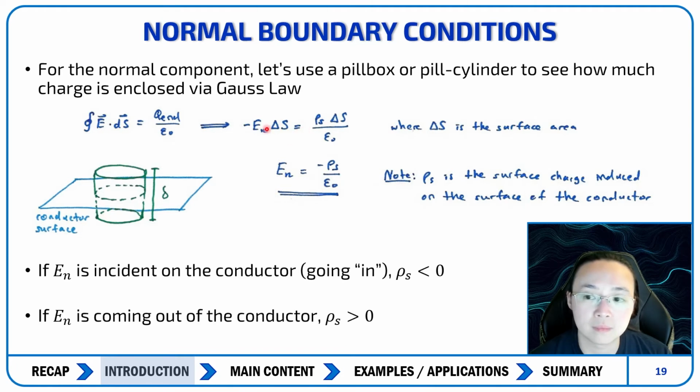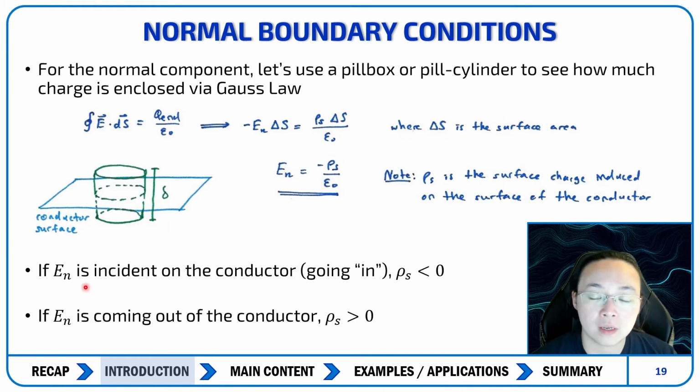Then we know that we have the enclosed charge being the surface charge density multiplied by the surface area, and then divided by epsilon naught. But these two areas cancel each other out, and you get En equals rho s over epsilon naught. So rho s is essentially the surface charge induced on the surface of the conductor, and note that it is a constant.